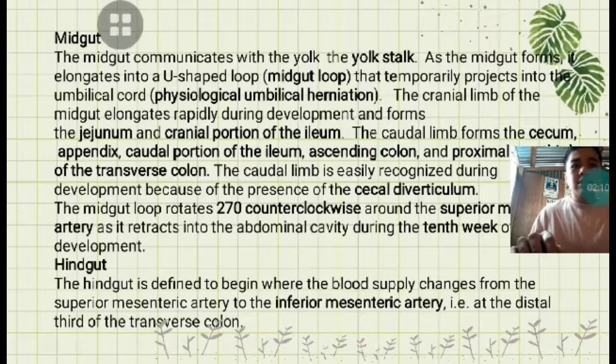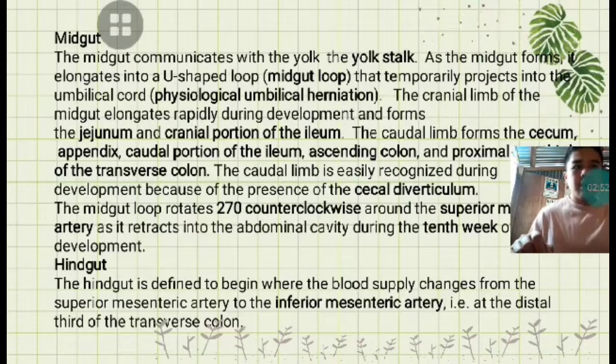Next is the midgut. The midgut communicates with the yolk sac. As the midgut forms, it elongates into a U-shaped loop. The midgut loop temporarily projects into the umbilical cord, the physiological umbilical herniation. The cranial limb of the midgut elongates rapidly during development and forms the jejunum and the cranial portion of the ileum.